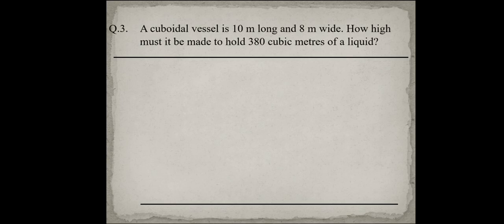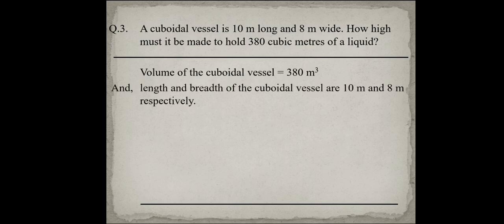Now in the next question, question number 3. A cuboidal vessel is 10 meter long and 8 meter wide. How high must it be made to hold 380 cubic meters of a liquid? Cuboidal vessel, same: the volume of it is length into breadth into height. Length and breadth are given, volume is given, just one thing is missing that you need to find, that is the height of this vessel.